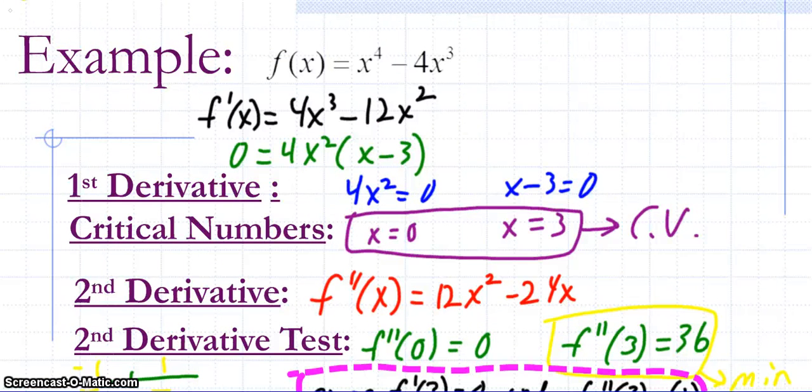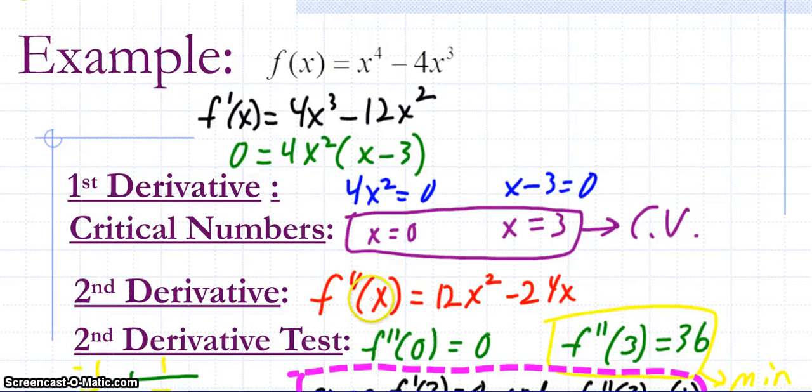So first, find the first derivative. f'(x) is 4x³ - 12x². Use that to find the critical values. So I set that equal to 0. I factored out a 4x². Set each factor equal to 0. I get x = 0 and x = 3 are my critical values. Again, notice how I'm making sure to emphasize, circle and label your critical values. Keep your work organized. Now I'm going to do the second derivative test.